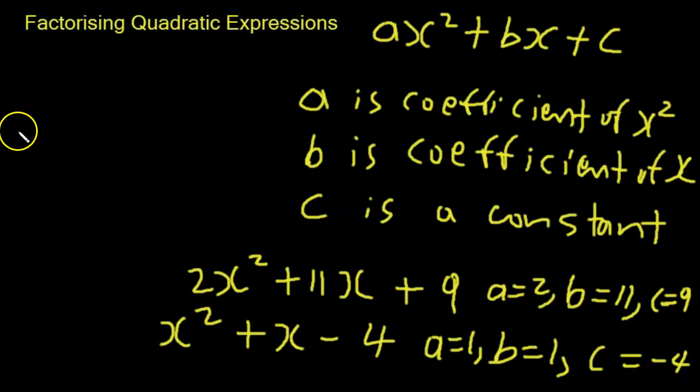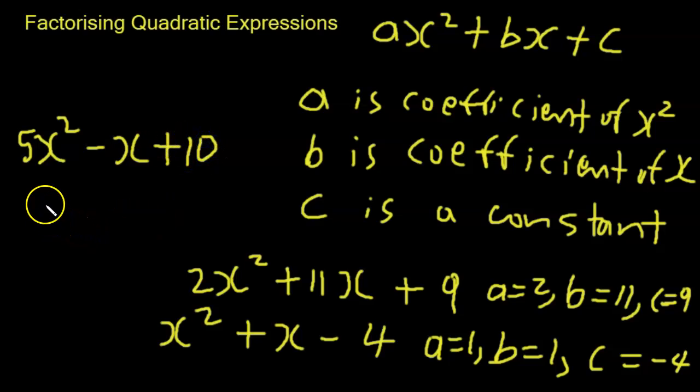Let's try and identify another one. Suppose we have 5x squared minus x plus 10. And I ask you, what are the a, b, and c values? So a, the coefficient of the x squared, the number in front of the x squared, is 5. What is b? The number in front of the x, or the coefficient of the x. What is this number here? Negative, just as how x is 1x, negative x is negative 1x. So b is minus 1. And then what is c? The constant c is 10.